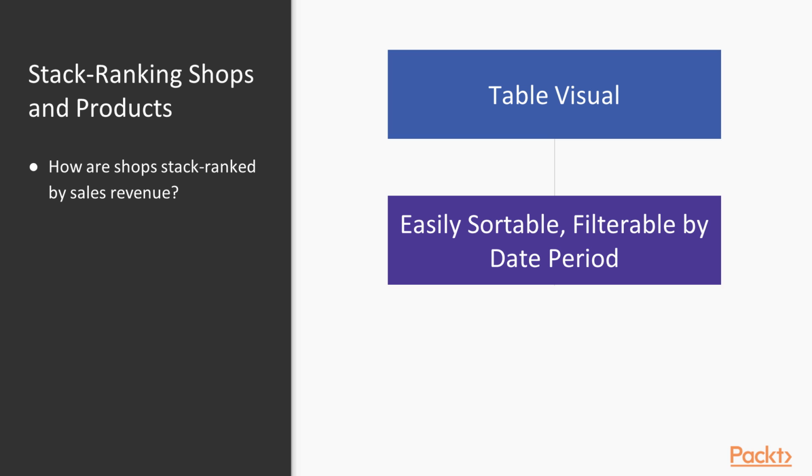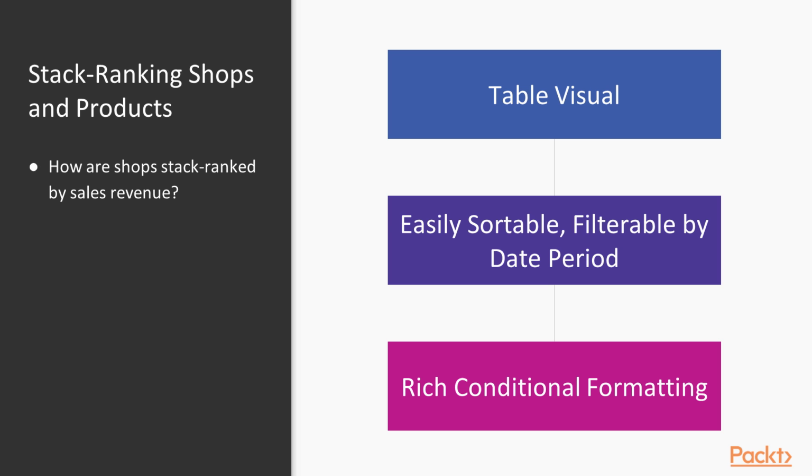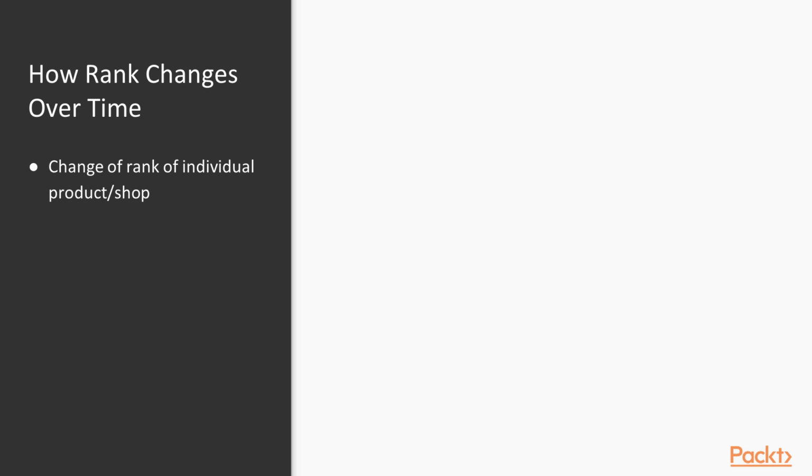Table visuals are really easily sortable and it is possible to filter by date period. They also have rich conditional formatting functions and they will give us more visual clues as to how sales compares between products and shops. And then we will also plot rank of sales of an individual product and shop.